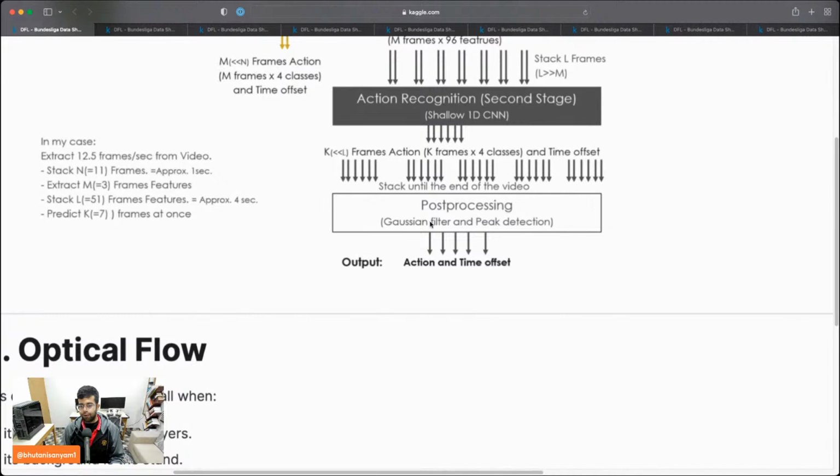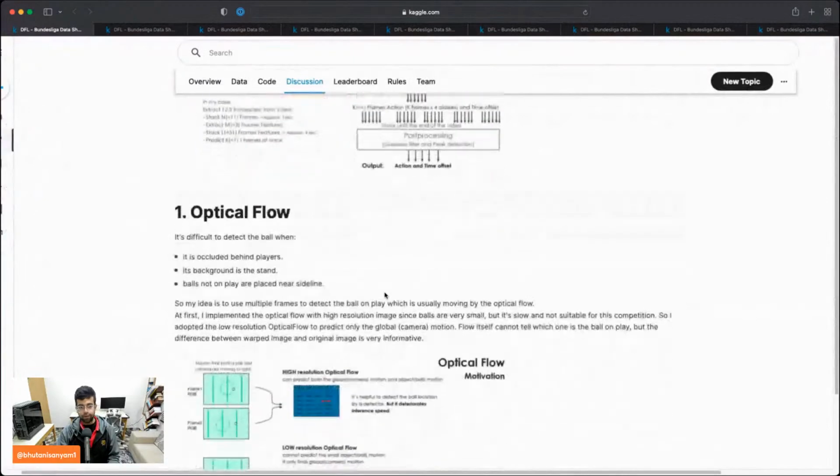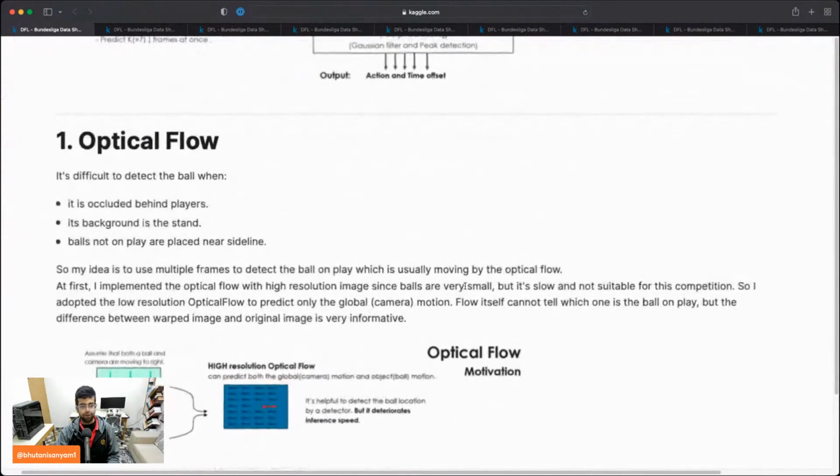And then he applied post processing as a Gaussian filter and peak detection. So he shares some more details on the left side. You can read through that, but I try to simplify and explain his architecture. So let's read through it step by step now.